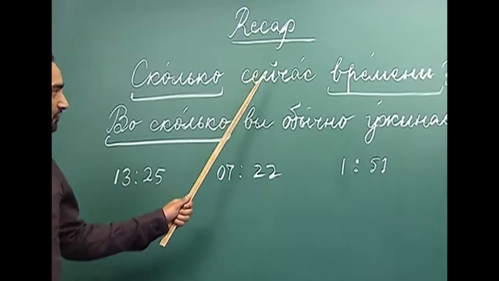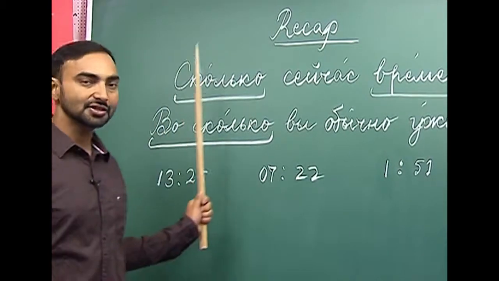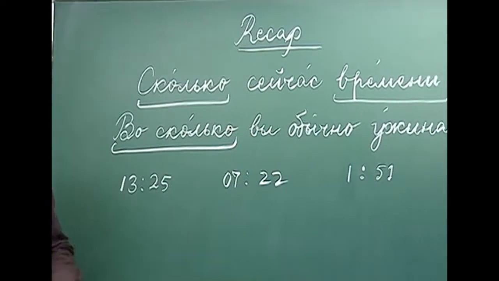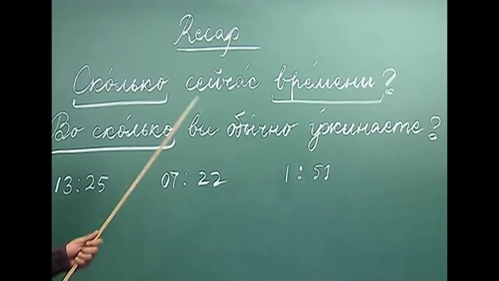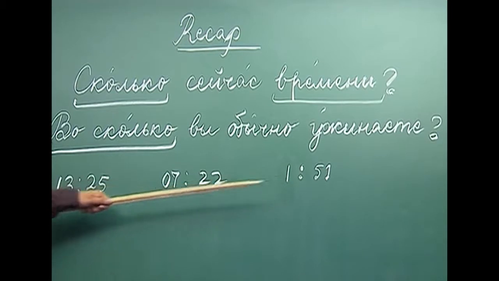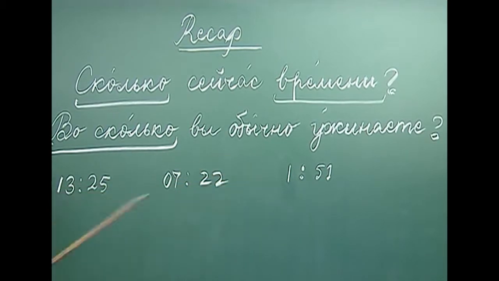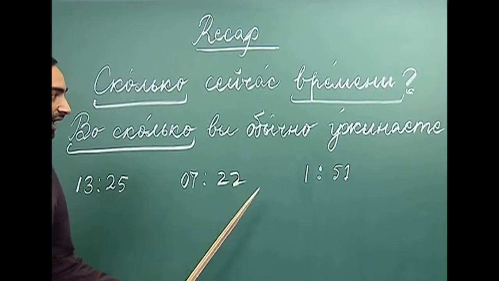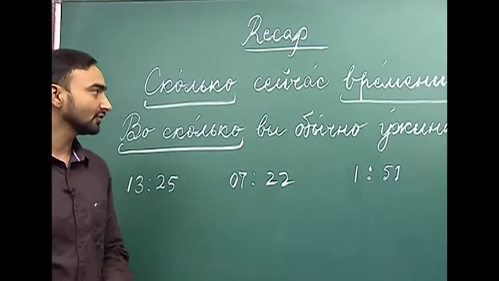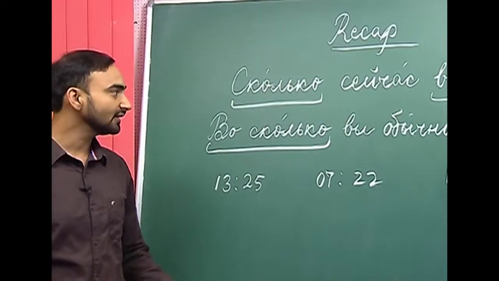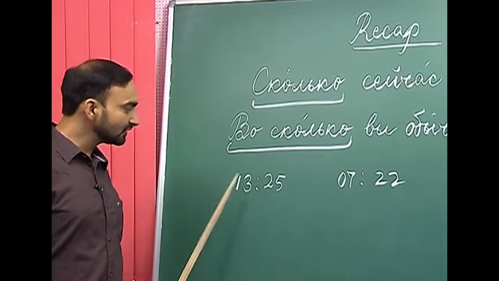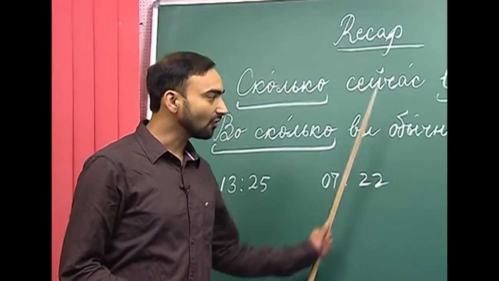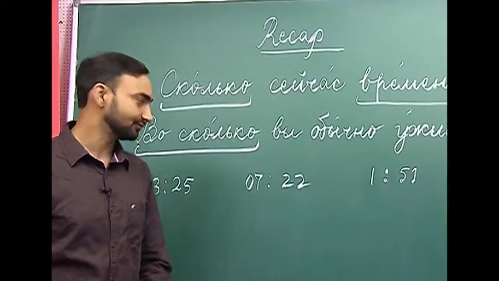So, there are actually two types of questions. In the first question we are asking about the time, and in the second question we are asking about the time of an action. So, I have written 3 times here, and how do you use 13:25, 7:22 and 1:51 in Russian. So, for example, if you want to say that now it is 1:25 or 13:25, or if you want to say 7:22 or if you want to say 1:51 in Russian.